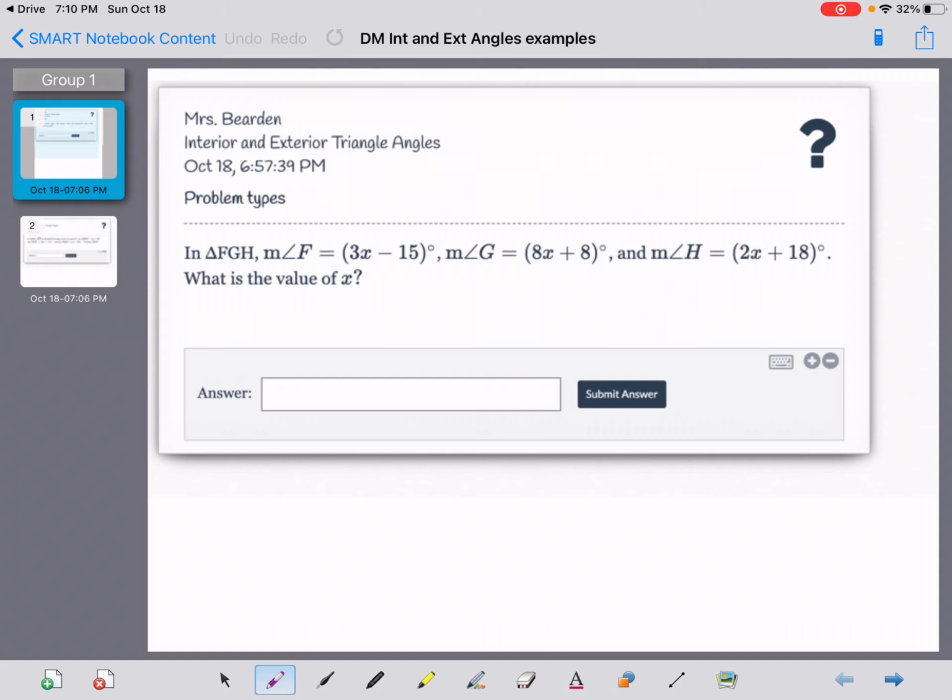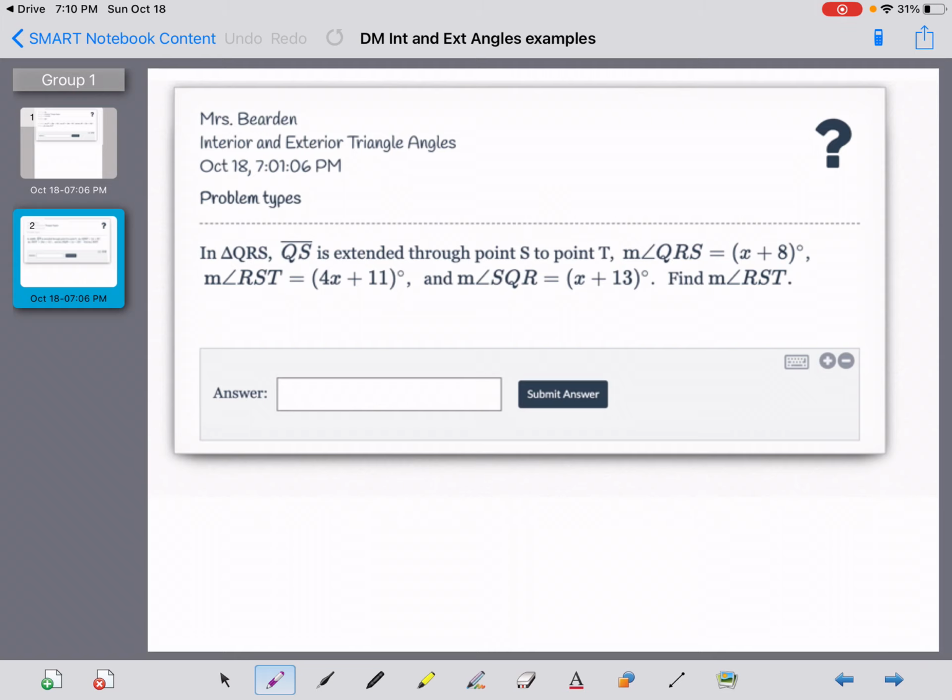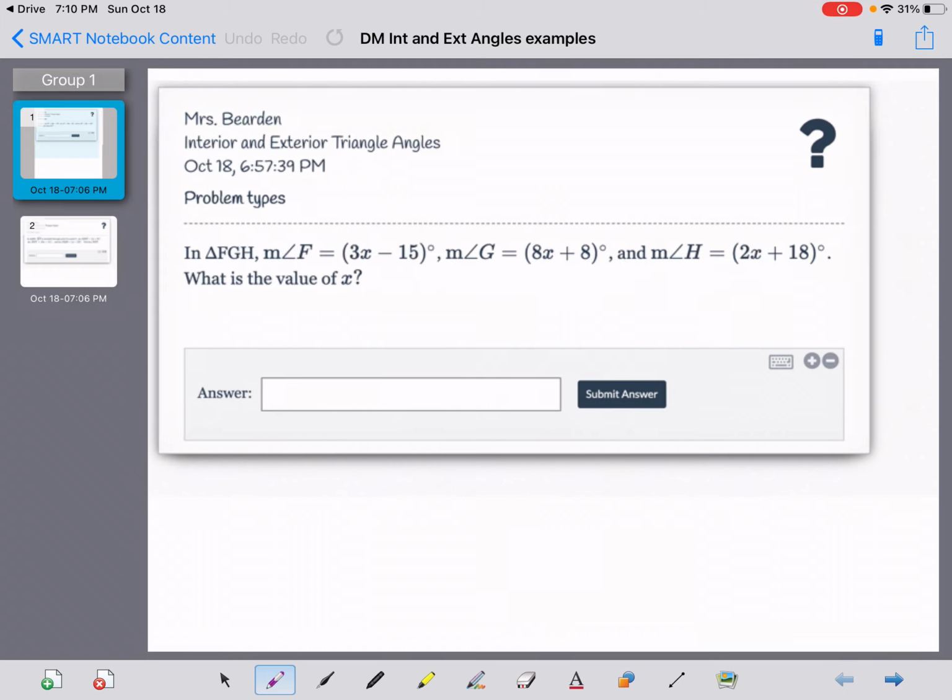Okay, you're going to be working with two types of problems today. You're going to be working with problems where you have a triangle and the three interior angles of the triangle. And you're going to have problems where you will have two interior angles and one exterior angle. So let's go back for the first type of problem.